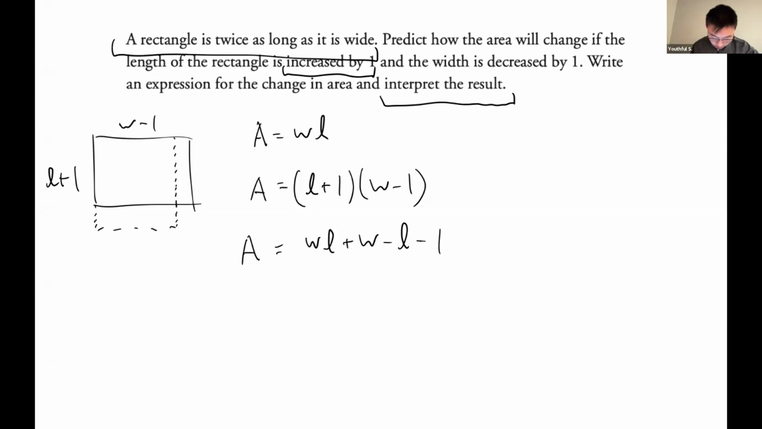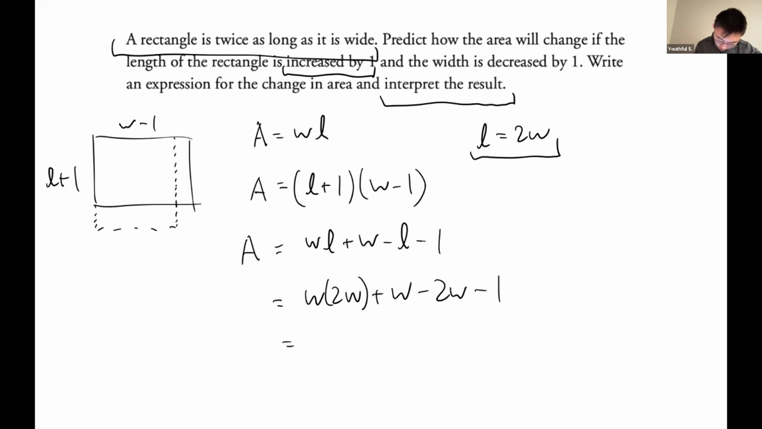Let's see here. So we have length is equal to 2w. Okay, so we can substitute this piece of information. So we'll have width times 2w plus w minus 2w minus 1. Okay, so we get 2w squared minus w minus 1 as the new area.